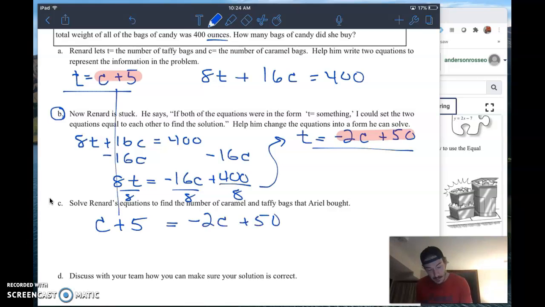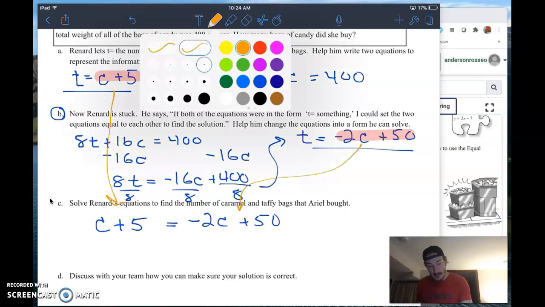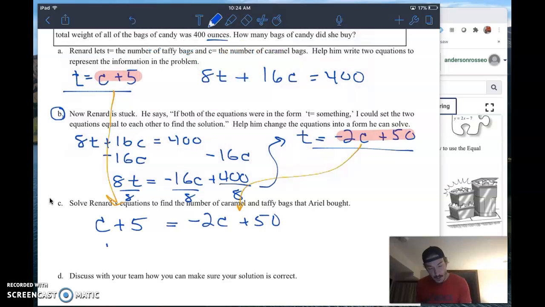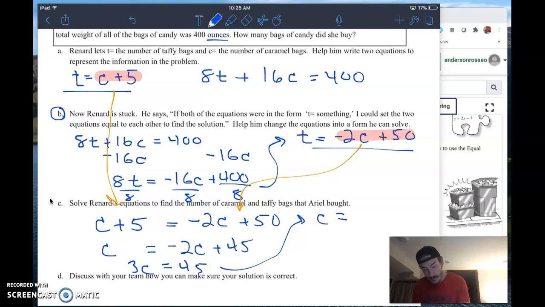Okay, this comes from right there. Let's use a different color, Anderson. This comes from right here, this part, and then this part comes from right there. Okay, and folks, now we just use those simple rules of algebra. I will subtract 5 from both sides, and then I will add 2C to both sides, and then I'll simply divide by 3. 45 divided by 3 is 15. So what does that tell us? It tells us she's got 15 bags of caramel.